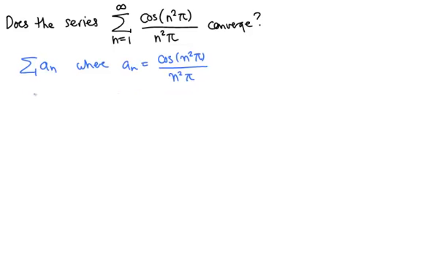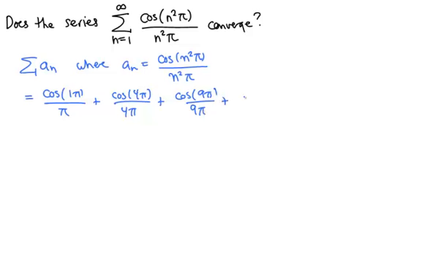But let me actually go and write out what some of these terms are. This is going to be the cosine of 1 pi over pi, plus the cosine of 4 pi over 4 pi, plus the cosine of 9 pi over 9 pi, plus the cosine of 16 pi over 16 pi, plus dot dot dot.